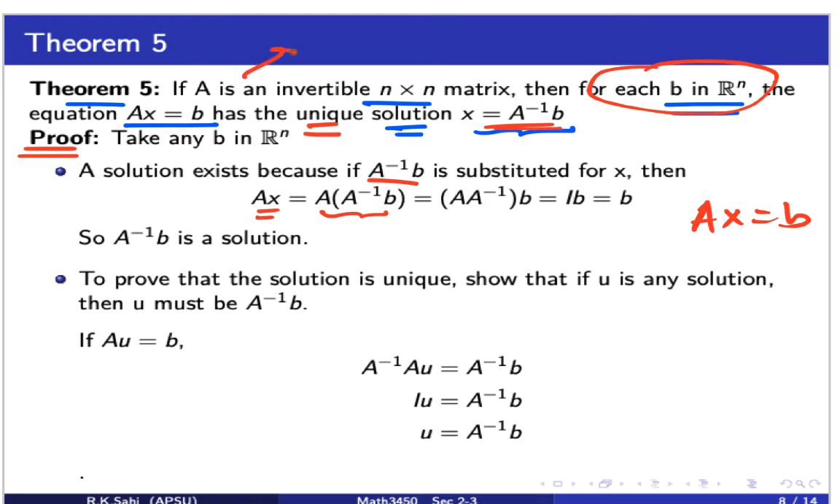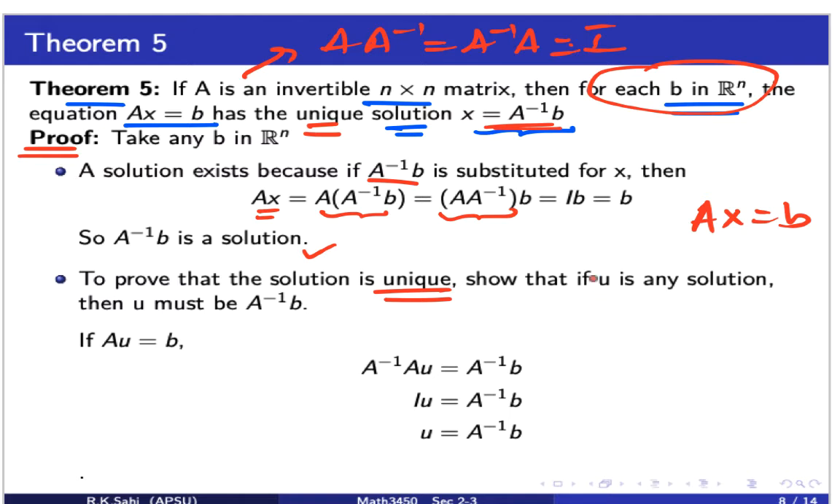What does that mean? When we say A is invertible, it means A inverse A equals A A inverse equals the identity. So keeping that in mind, as we have grouped A with A inverse, it's an identity matrix. An identity times a vector b will give me b. So clearly, what we have read in this theorem, yes, it is a solution. Now we are also saying it is unique. That means this x is the only one which will give us that solution.